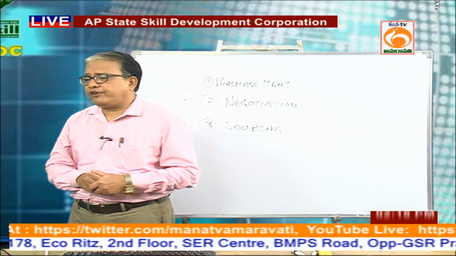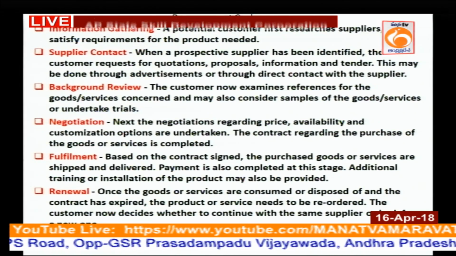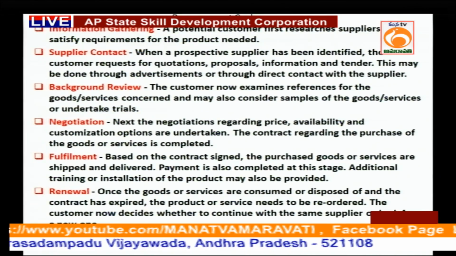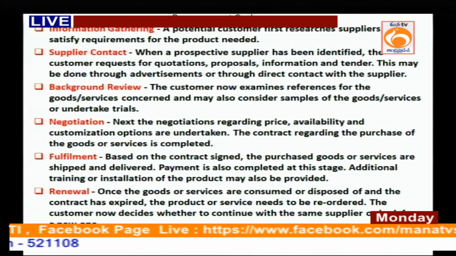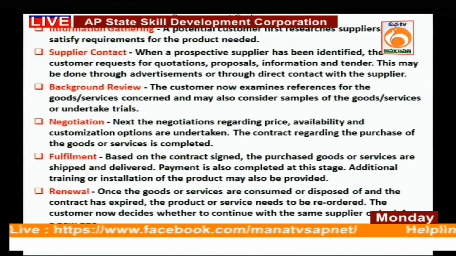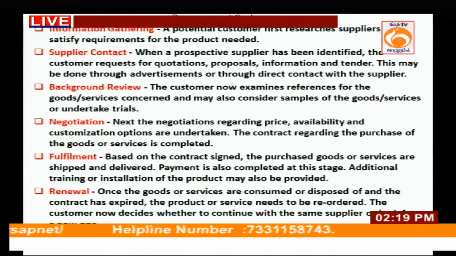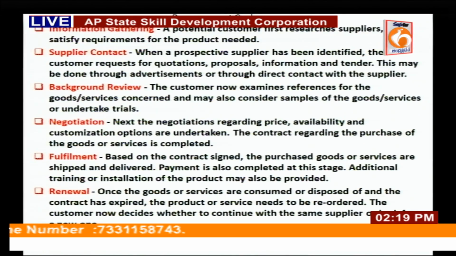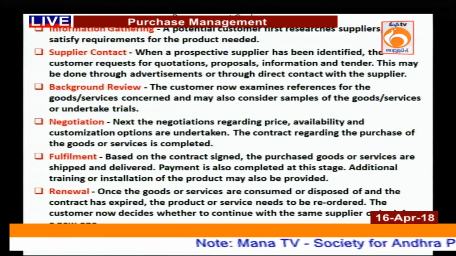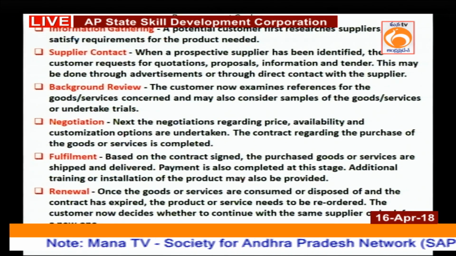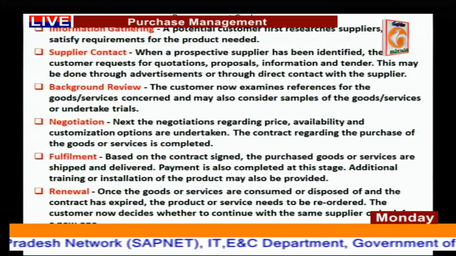So, what are the different procurement cycles? This we have seen in one of the slides earlier. You gather information about the vendor, information about the kind of product the vendor is able to manufacture. You contact the supplier, you do a background review, you do an assessment of the vendor, and once that has been done, you negotiate. You negotiate on price, you negotiate on terms and conditions.